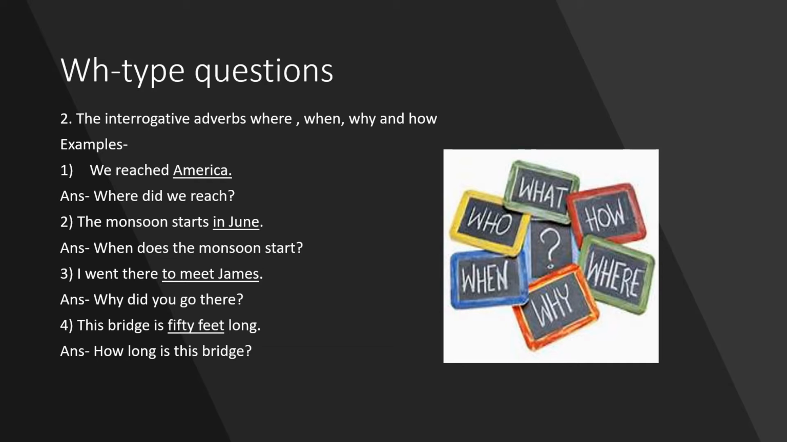And fourth, this bridge is 50 feet long. How long is the bridge? Or how long is this bridge? This bridge is 50 feet long. So we have WH questions as interrogative pronouns and interrogative adverbs. And whenever we have an underlined word or group of words and we are asked to frame a WH question, we have to first understand whether it is talking about the place or whether it is talking about a noun, and only then we will be able to apply the proper interrogative adverb or interrogative pronoun. And then when we frame a question, the underlined part should be our answer.